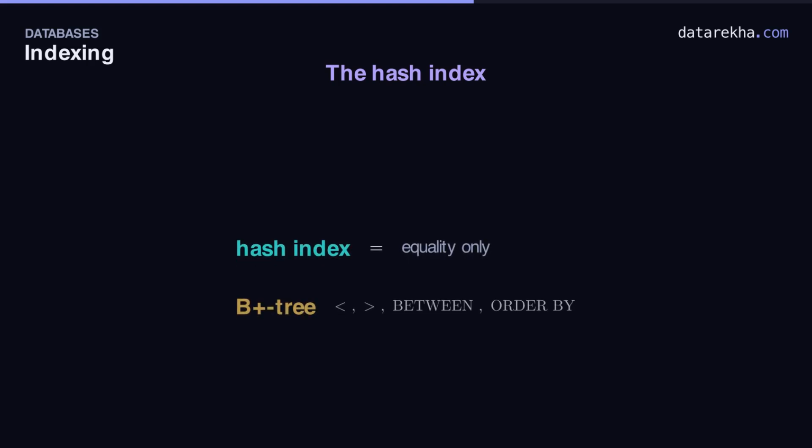If your queries are pure equality, find exactly this key, a hash index is superb, order 1. But the moment you need less than, greater than, between, or order by, you need the sorted structure, the B plus tree.